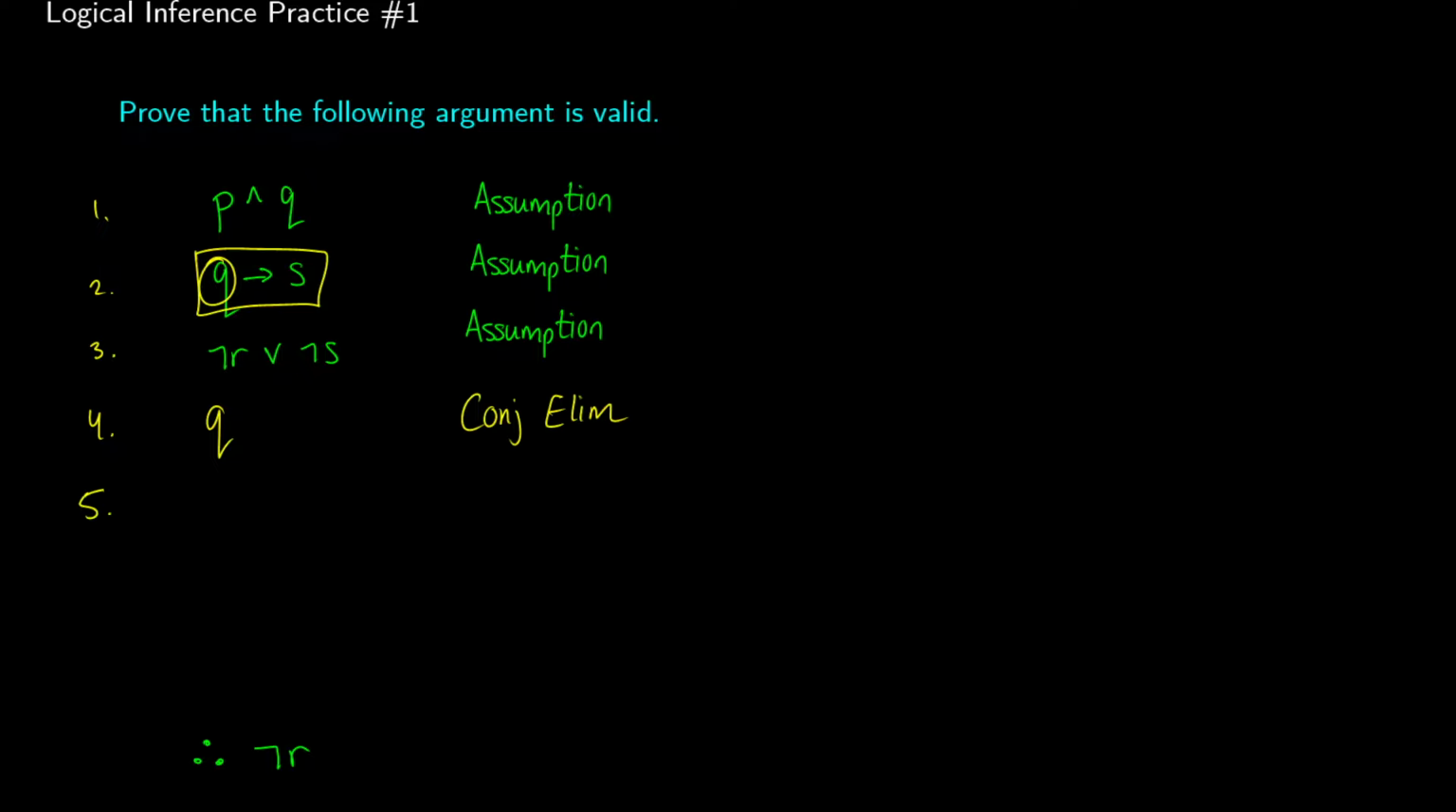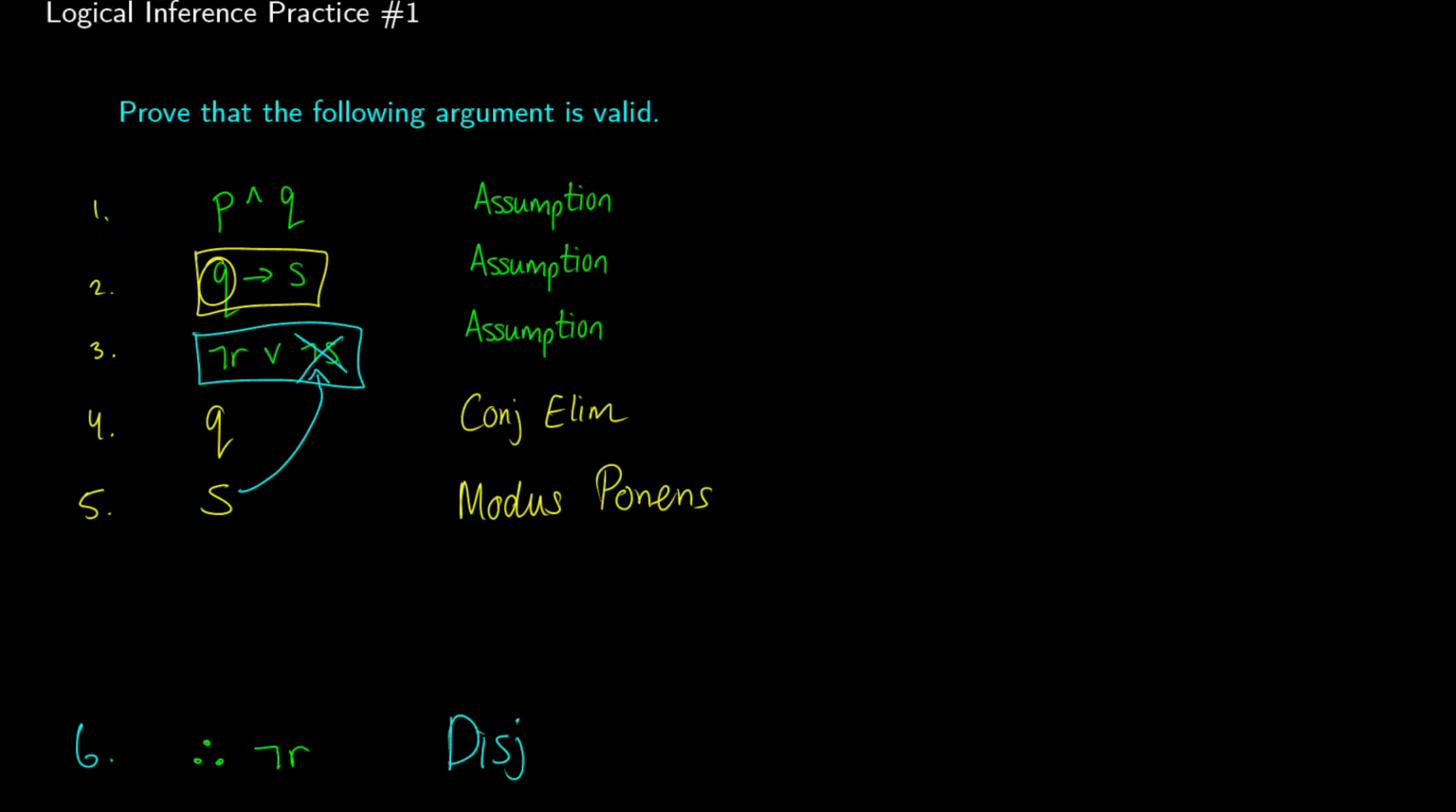So we have Q arrow S and we have Q. Therefore, we can get S. So this is modus ponens. And now we have S. Well, let's take a look at this. We have not R or not S, and we have S. So we know that this disjunct can't be true. What must be true? It must be not R. And this is from our disjunctive syllogism.